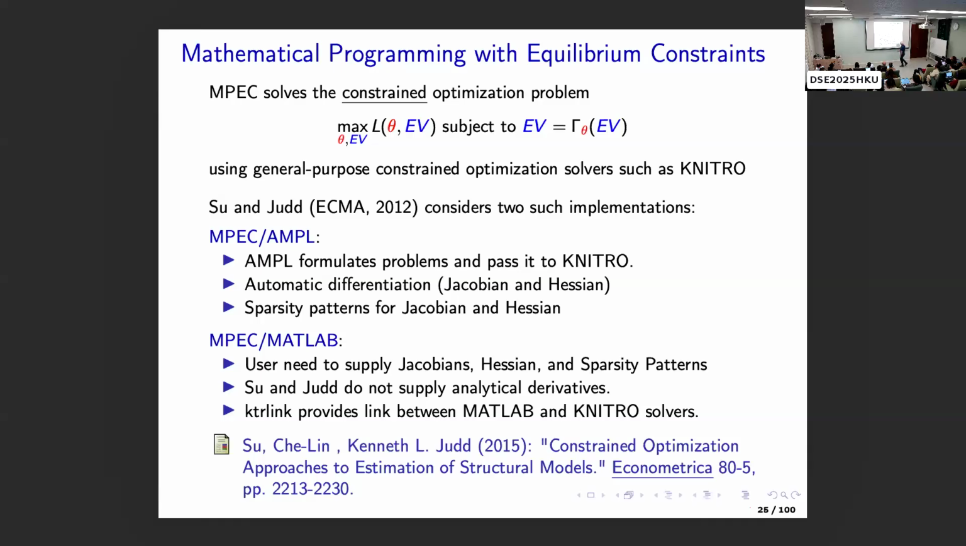So that's a nice thing, right? It also exploits sparsity patterns for the Jacobians and the Hessians. You take derivatives of the Bellman equations, and then it turns out to be very sparse. There's lots of zeros there, so you don't even have to consider those derivatives. And then there's a MATLAB implementation, where you have to supply the first and second order derivatives. You have to write them down with pencil and paper, but in principle, you could do that. Su and Judd did that, but then they did not supply the second order analytical derivatives.